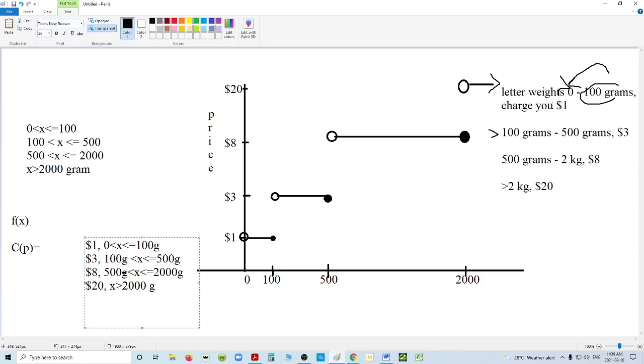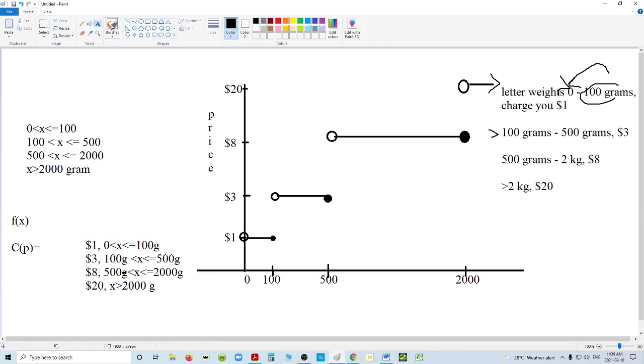And what this says is depending on what x is, this is going to be your y. This is called a piecewise function, I think it's called. And you put a bracket there to say that c of p is all of these conditions depending on what x is.